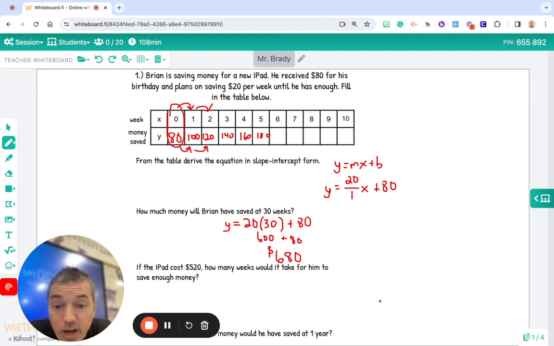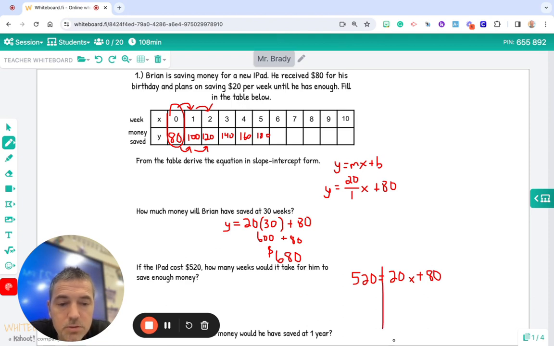If the iPad costs $520, how many weeks would it take for him to save enough money? So this time, instead of plugging in for x, we're going to be plugging in for y, right? That's the money saved. So I'm going to take that 520 and plug it in for y this time. So it'll be 520 equals 20 times x plus 80, right? Well, this is just a two-step equation.